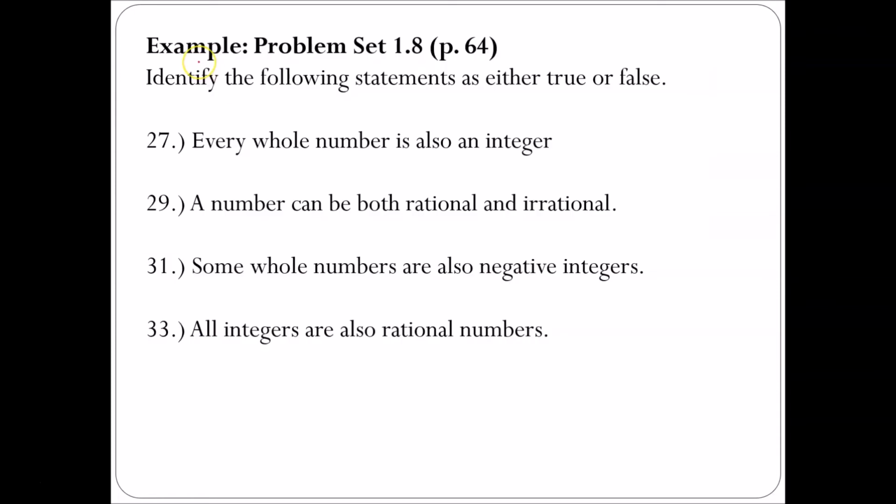This time, let's see if we can identify which statement is true and which one is false using the previous knowledge that we have on real numbers. Okay, for number 27, every whole number is also an integer. What do we know? Whole numbers are positive numbers, right? The counting numbers. So it is also an integer. Therefore, statement number 27 is true.